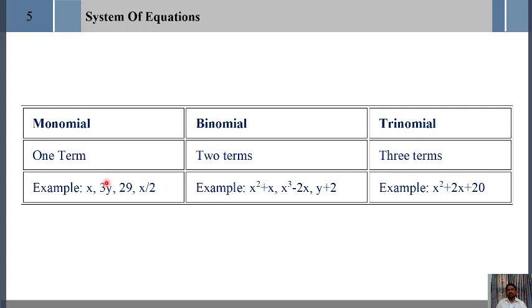Binomial, nothing but x square plus 2x, y plus 2, x cube minus 2x. These all contain two terms. So these are all binomials. Trinomials, x square plus 2x plus 20, y square plus 2y plus 40. These are all simple examples of trinomial.